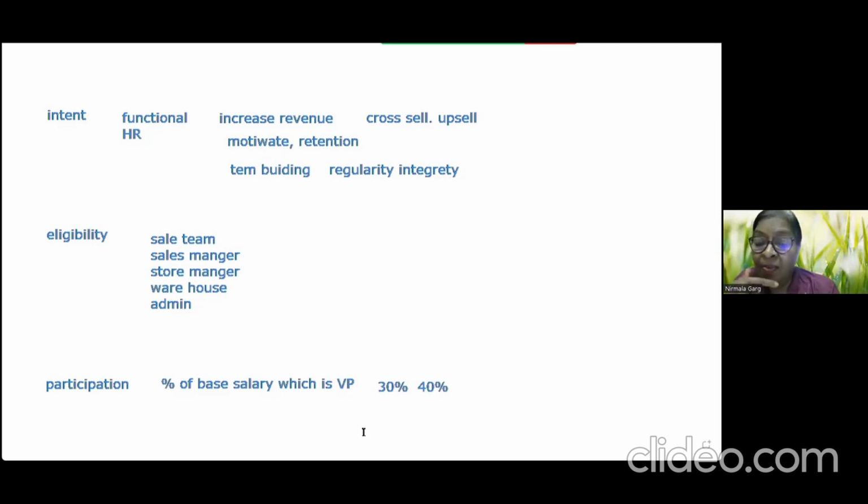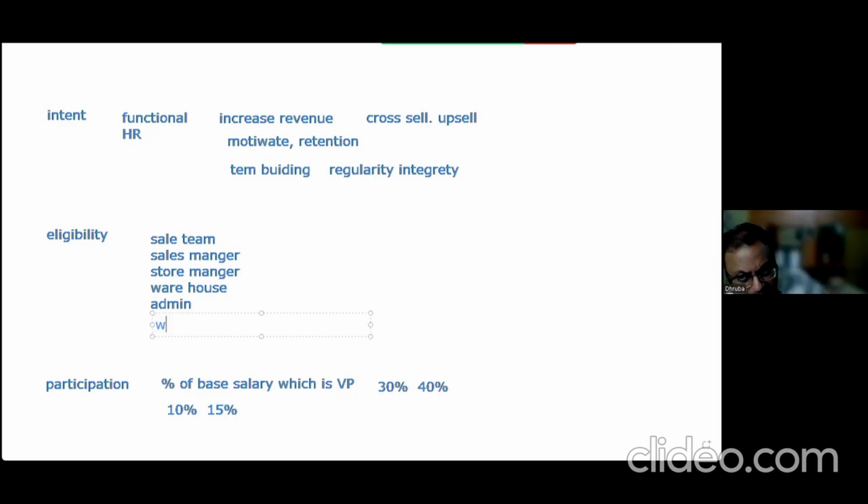If I'm going to increase my percentage of variable pay there, most organizations have a high percentage of base salary as variable pay for people who can actually sell more or produce more. For my sales team, maybe I'll have 30%, 40%, whereas for my warehouse guy, who's only looking after merchandise and ensuring the product is there, I can have just about 10% to 15%. Got it? Because the job elasticity is very low.